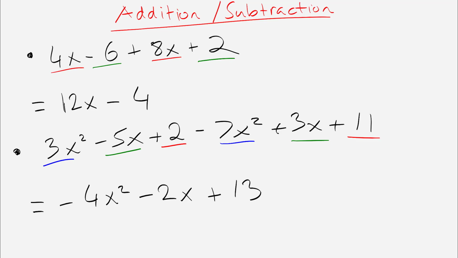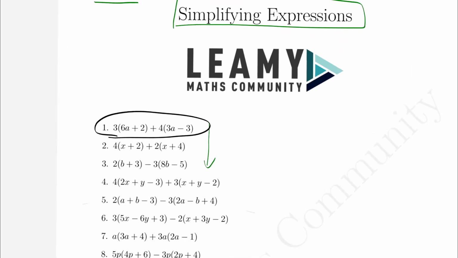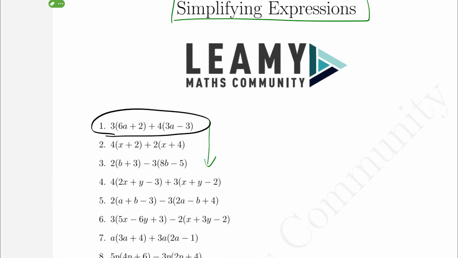So let's get back to the first sheet that we were looking at. We wanted to simplify expressions, and in order to do this, we need to understand the rules of multiplying and the rules of addition and subtraction in algebra, which we've already looked at. So let's take a look at the first question here. Question 1. 3 bracket 6a plus 2 plus 4 bracket 3a minus 3. And we want to simplify this expression as much as possible.